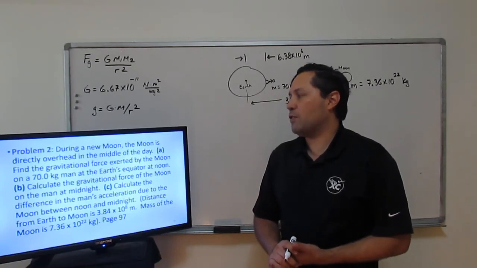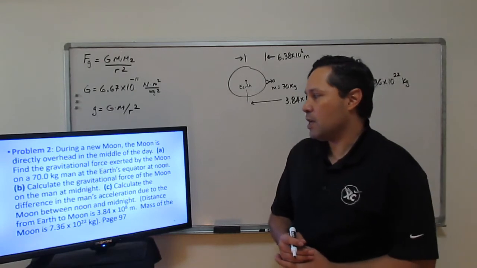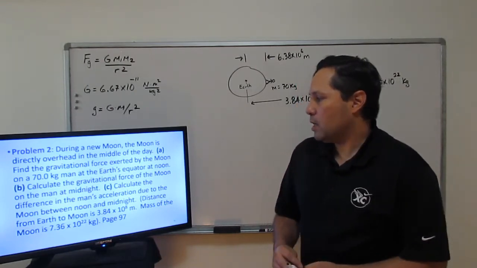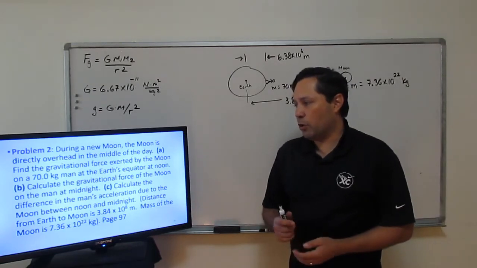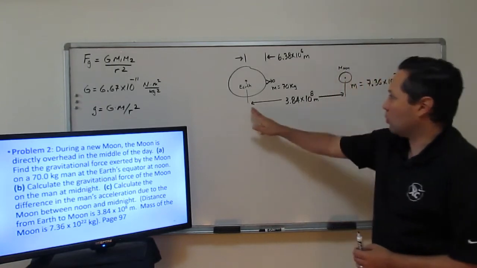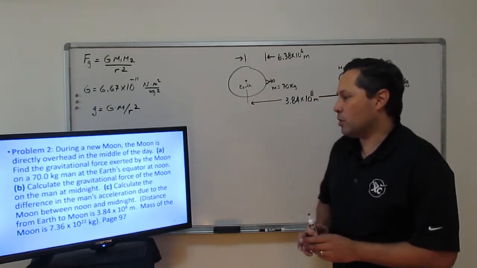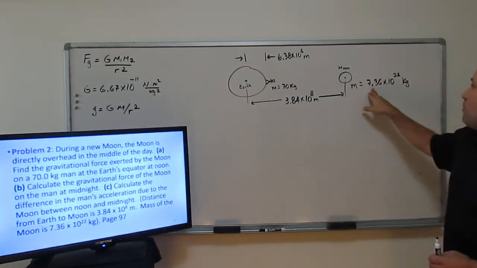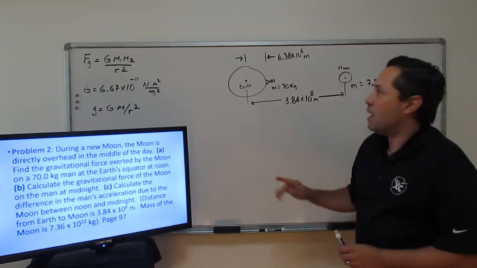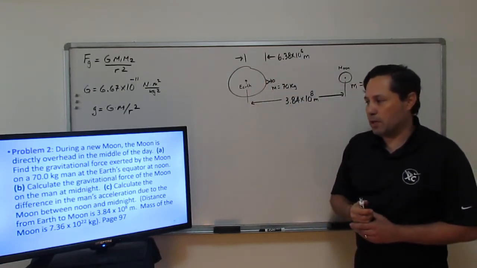Part B, calculate the gravitational force of the moon on the man at midnight. And part C, calculate the difference in the acceleration due to the moon between noon and midnight. They also give you the distance from Earth to the moon, 3.84 times 10 to the 8 meters, from the center of the moon to the center of planet Earth. The mass of the moon is 7.36 times 10 to the 22 kilograms. Mass of the man is 70 kilograms. And the radius of the Earth is 6.38 times 10 to the 6 meters.